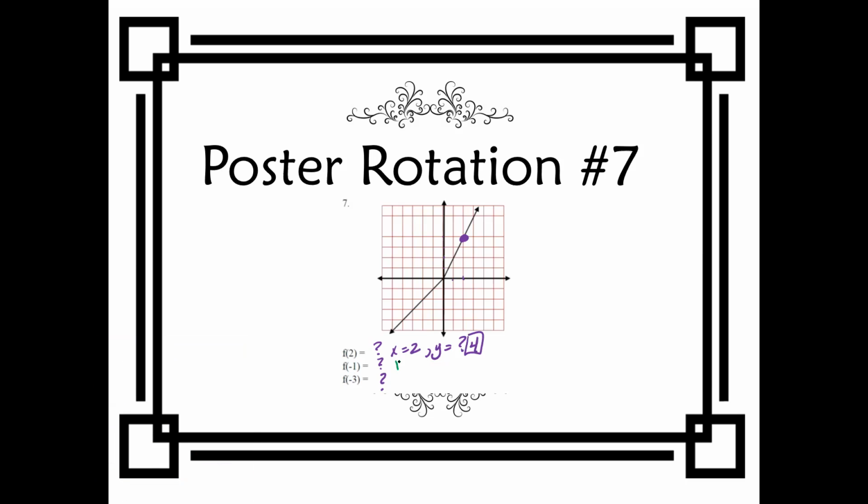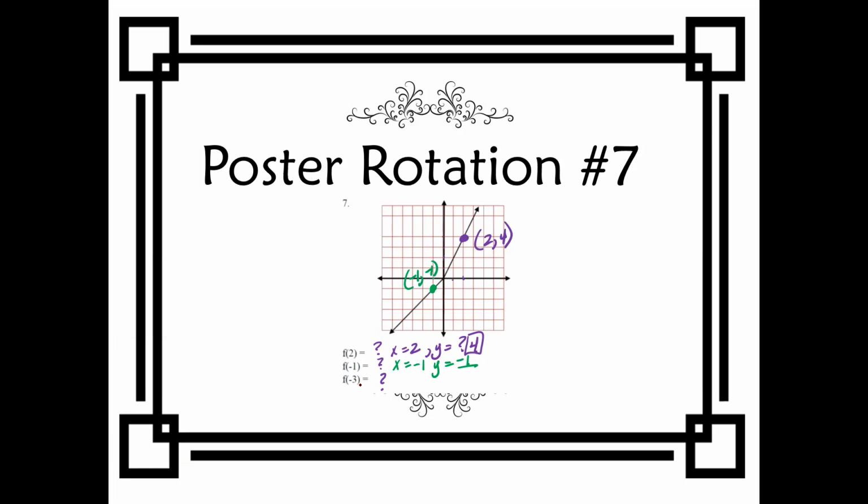Next one, when x equals negative 1, what does y equal to? Here's negative 1. Where's your graph? Right there. Well, it looks like it's at negative 1. So that is your answer. It is going to be at negative 1, comma, negative 1. Just like the first one was at 2, comma, 4.